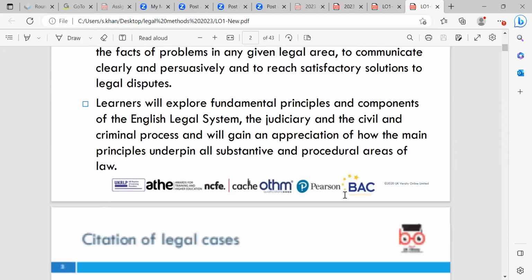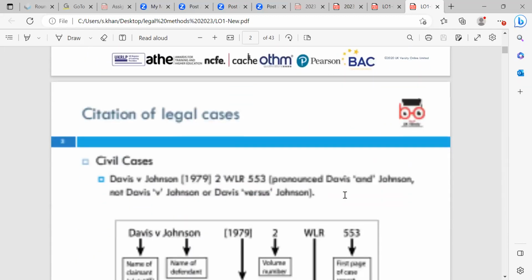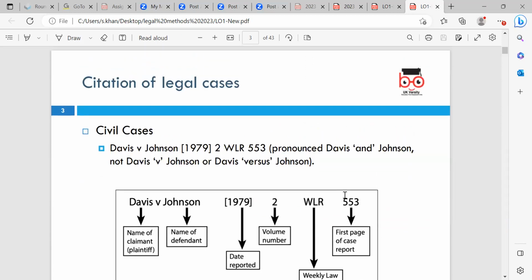So we're going to first look at how to fully cite cases. Sometimes people struggle with citing cases. When you look at civil cases, here is a case example for you: Davies and Johnson, 1979, 2 WLR 553. This was pronounced Davies and Johnson, not Davies against Johnson or Davies versus Johnson.